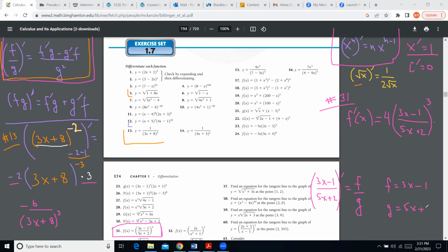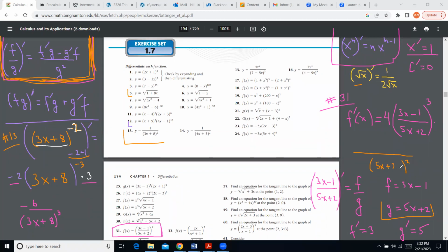Well, let me take their derivatives. They're not very bad. Derivative of f is just 3, right? And derivative of g is 5. So now we're going to set up that structure on the upper left corner. So I'm going to have to get a denominator with function g squared. So let me put it there. I'm going to have to square whatever is in the parentheses. And in the parentheses is my 5x plus 2.